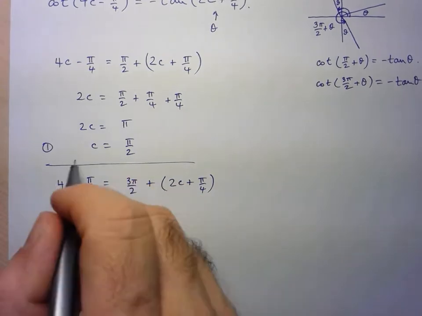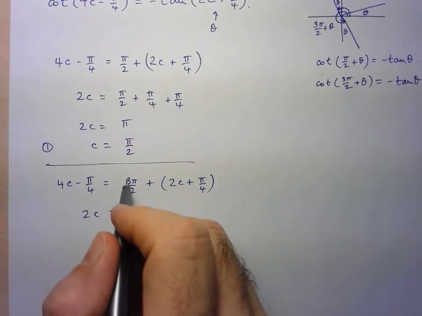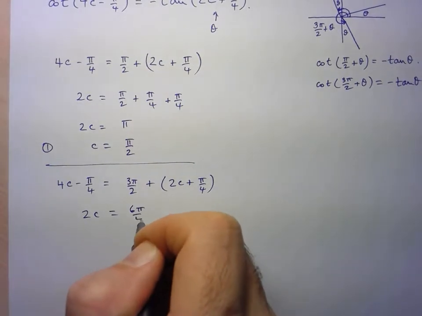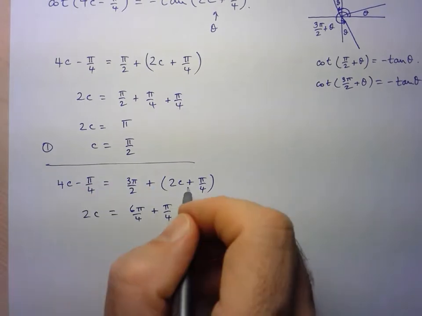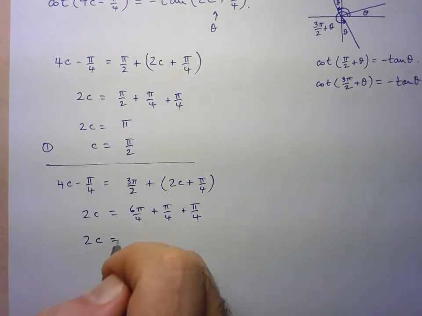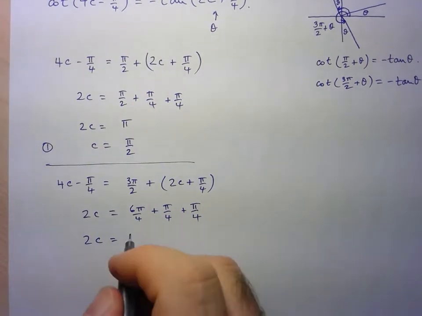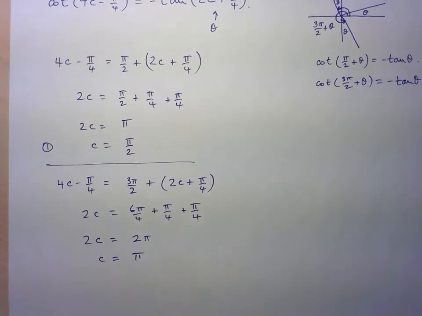And now I can solve this equation. Okay, so again, bring the 2c to the other side. So here, what do we have? I'll just put everything over 4. So this is going to be 6 pi over 4. We already had a pi over 4 here. And then here, again, we're adding a pi over 4. So 2c is equal to 6, 7, 8 pi over 4, which is just 2 pi. And so c is just equal to pi. Okay, and there's a second possible answer.